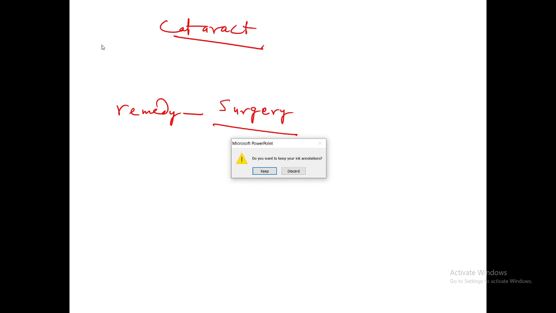Okay, so these were the basic points regarding defects of vision.